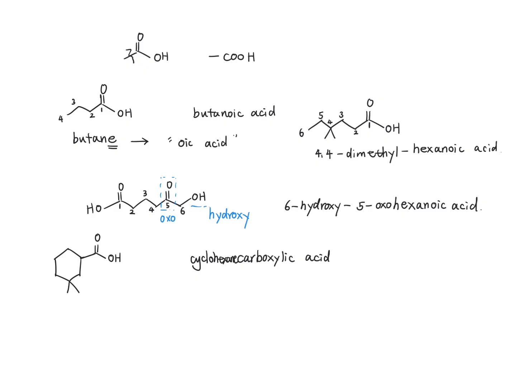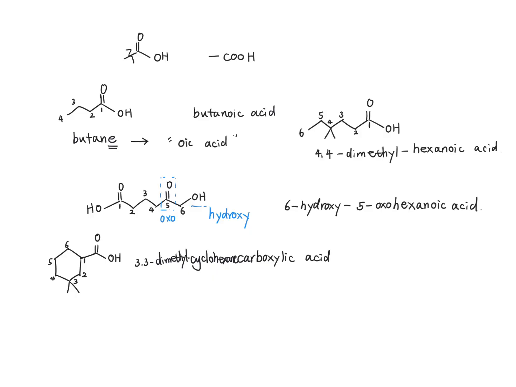Now we are going to include the substituents on the ring. The carboxylic acid always gets position 1, so 1, 2, 3, 4, 5, 6. So we have 3-dimethyl to tell the substituents on the ring, followed by the parent name, cyclohexane carboxylic acid. So that is how we name this type of carboxylic acid.